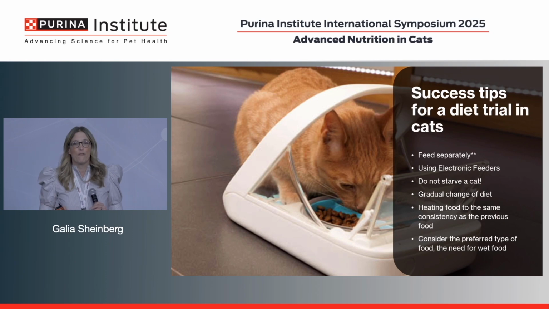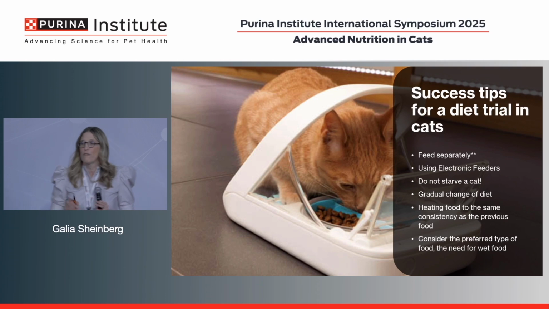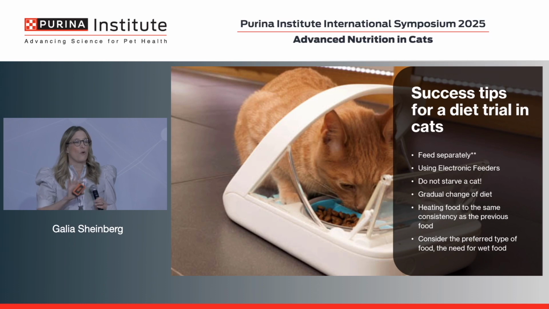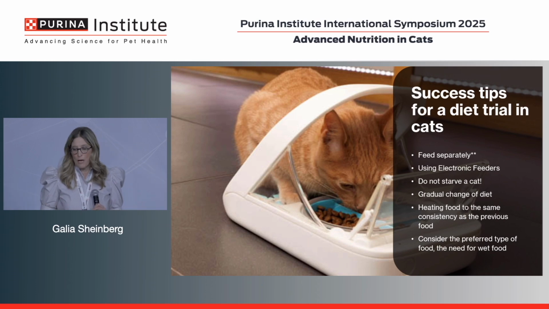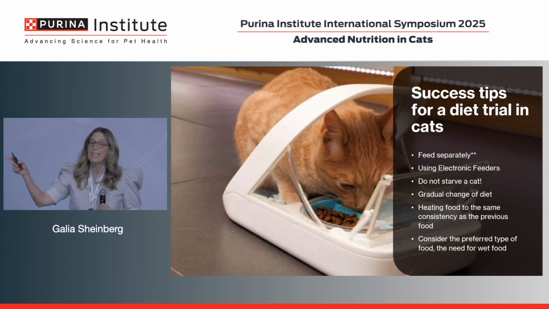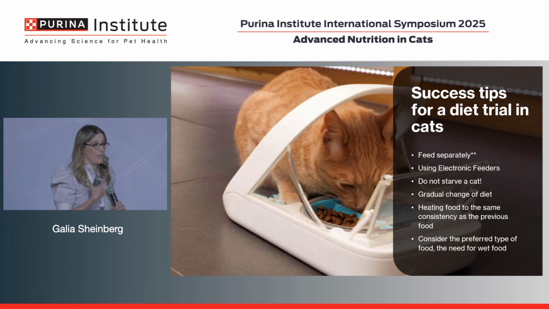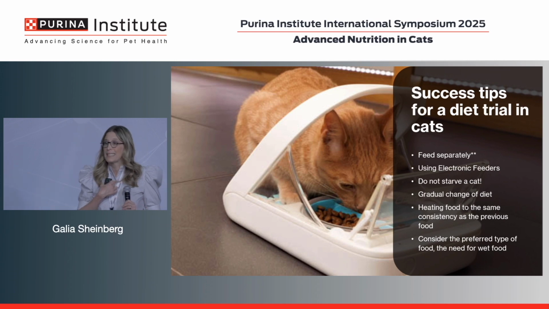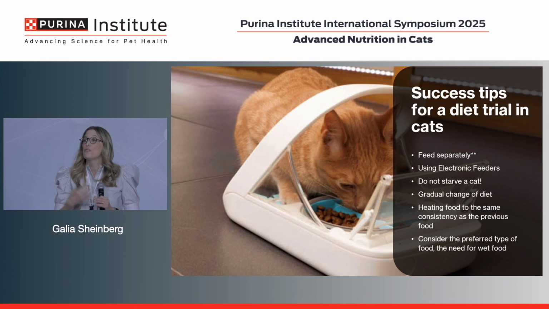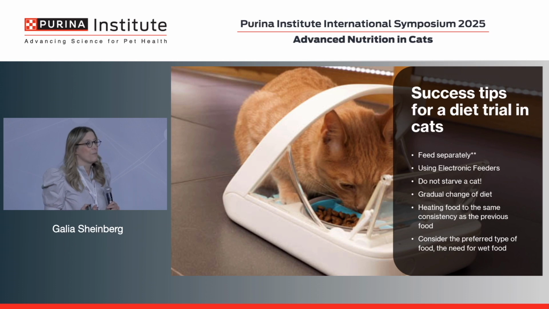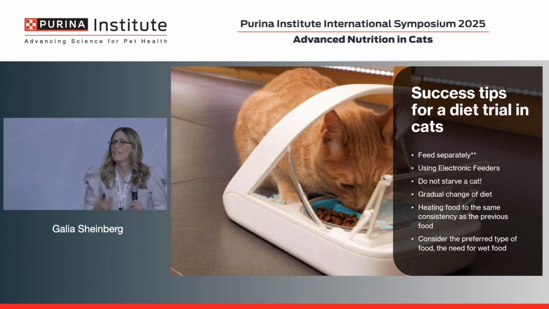So what can you do if you're facing challenges? You can try to feed separately, but this is very stressful for most cats. So if you put them in a separate area or a separate room, or maybe you do time feeding, sometimes this can work, but for many cats, this will not be an option. There are electronic feeders that are individual, so the cat will have an electronic tag, and when they come near, the food will open up. So if you don't have too many cats, each cat can have their separate feeder, and they can feed throughout the day.